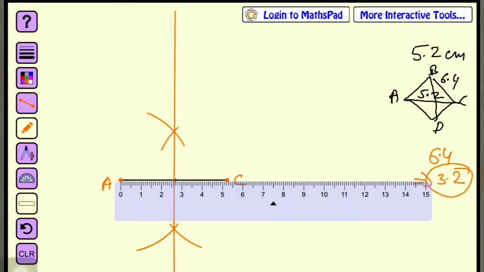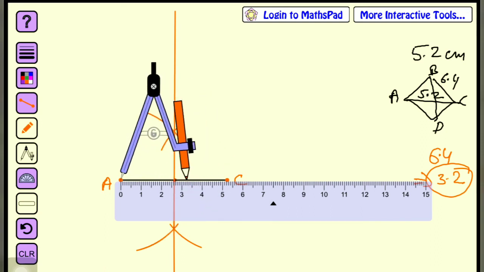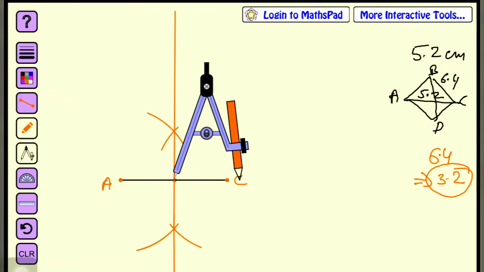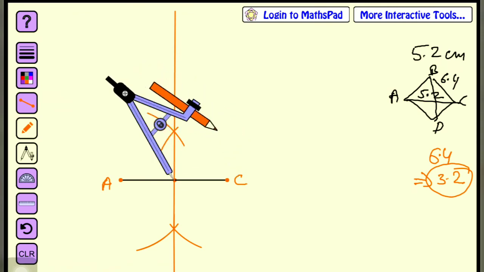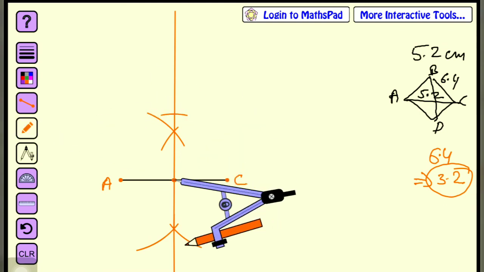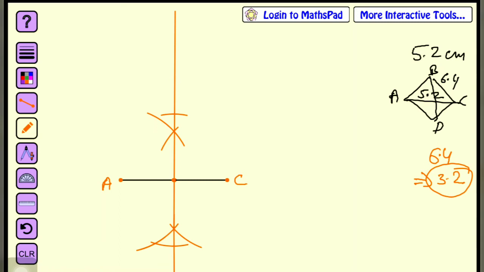So we will take the scale again, we will take the compass again, and then we will take the radius as 3.2 centimeter. Okay, we will fix this. Then we will place it onto the center point of AC, and then we will mark an arc like this on the upper side and like this on the downward side as well. So this point is our point B, and this point of intersection is our point D.